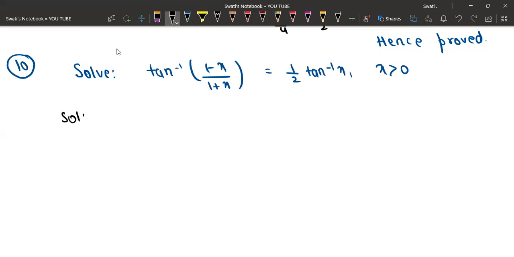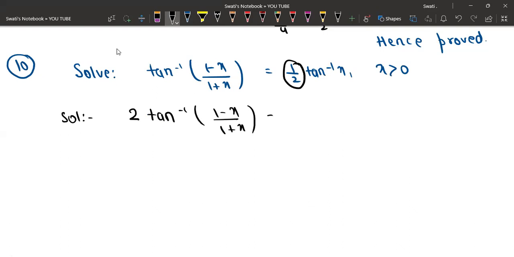So we need to simplify this. So what we can do here, we can simply write down the question first, tan inverse 1 minus x upon 1 plus x as it is. Now from this, I'm just shifting this 2 to the other side because it is getting divided here, so it will get multiplied.